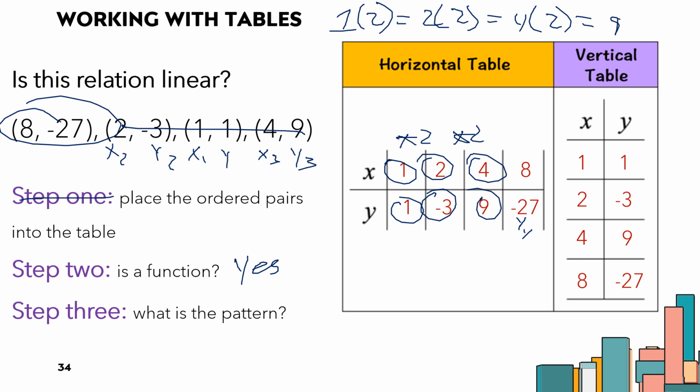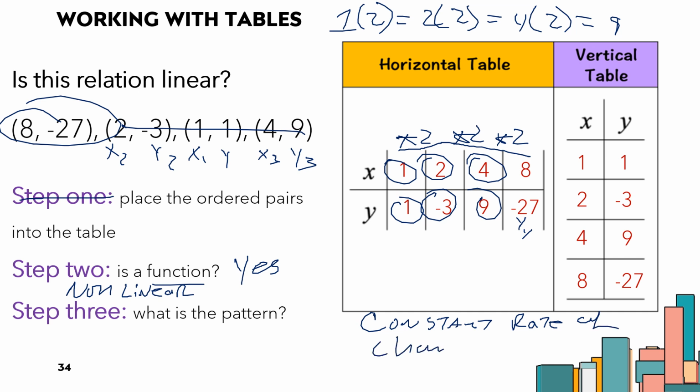Kind of clean this up here because I like my work to be as neat as possible. So times 2. At this point, we know it's a function, and we know it's non-linear. The reason it's non-linear is because our rate of change is times 2. For it to be a straight line, you have to have a constant rate of change with addition or subtraction. But let's go ahead and finish this out.